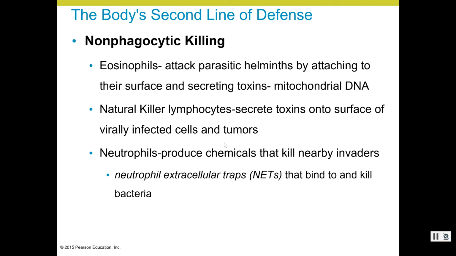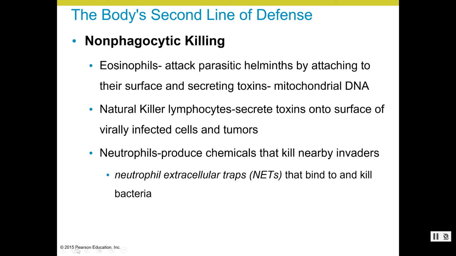So when you hear things about a tumor, a small tumor, and then it disappeared, our body does have defenses against this. Unfortunately, sometimes these cells are replicating much faster than our body can get rid of them, and that's where we have issues with cancer. So that is a type of non-phagocytic killing. Neutrophils are also capable of producing these chemicals that will kill in a non-phagocytic way.